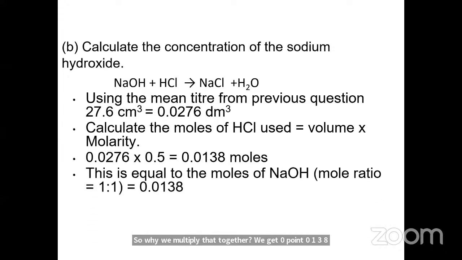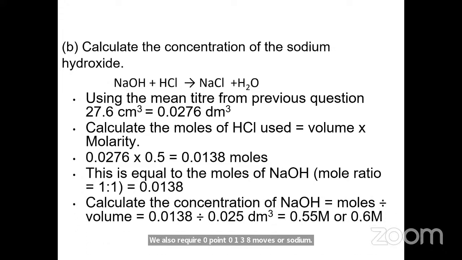Next, when we look at the equation of reaction, we already said 1 mole of HCl will require 1 mole of sodium hydroxide. So it means the number of moles is equal. It's a 1-to-1 ratio. Meaning that the 0.0138 moles of the HCl that we have calculated, we also require 0.0138 moles of sodium hydroxide.